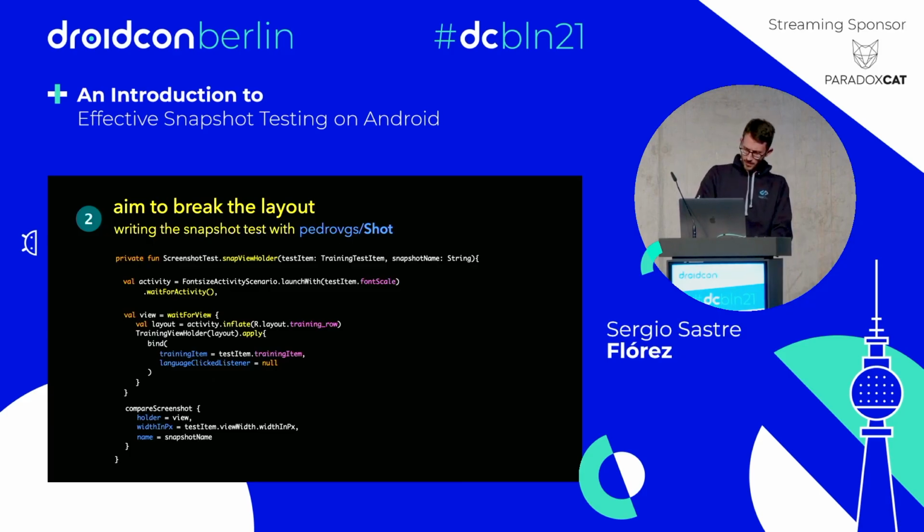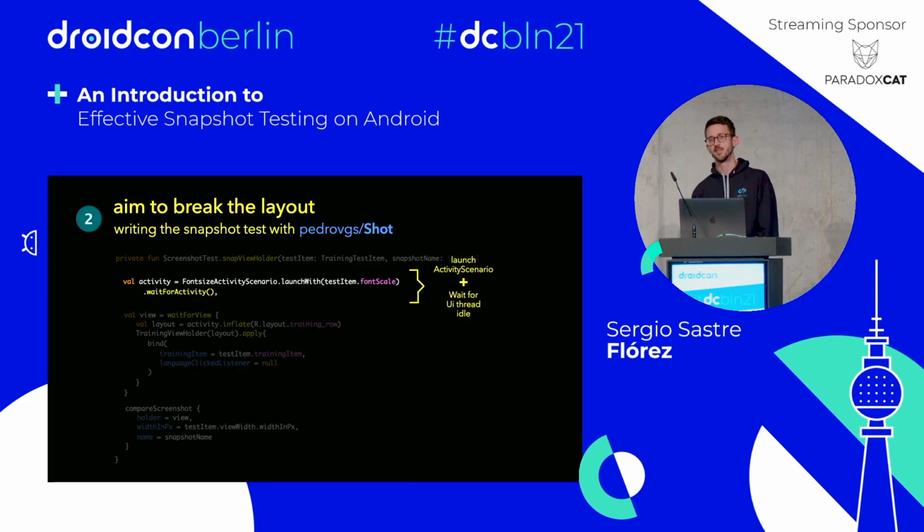So the first one is we have to launch an activity scenario and wait for the activity to be ready. This is very important because the context of the activity is going to be used to style the layout under test. With the styling, I mean applying Material Design, so some attributes of Material Design. If you are not inflating the activity and using that context in the layout, then the layout won't be properly styled.